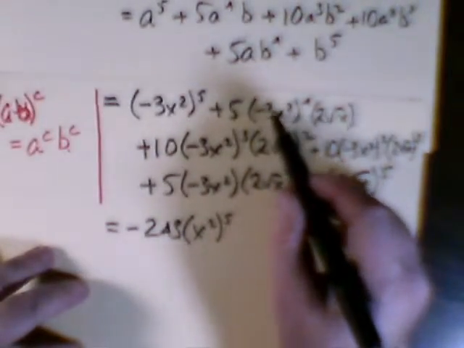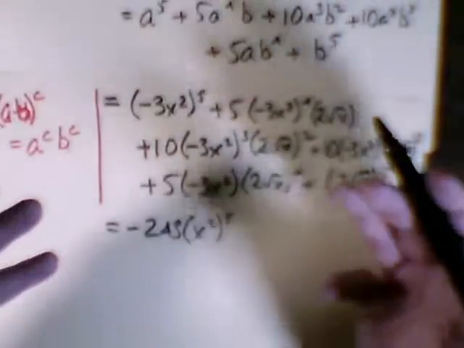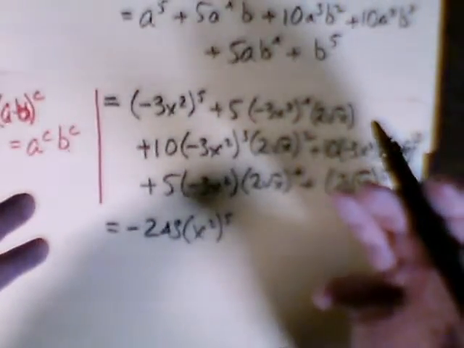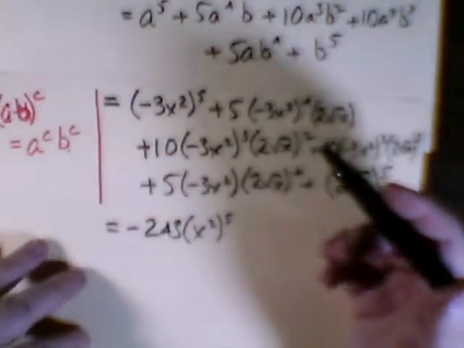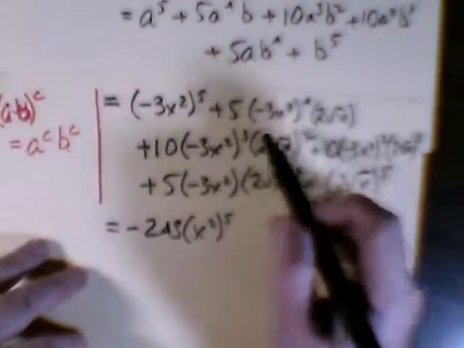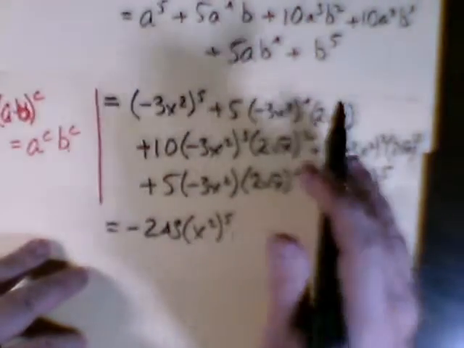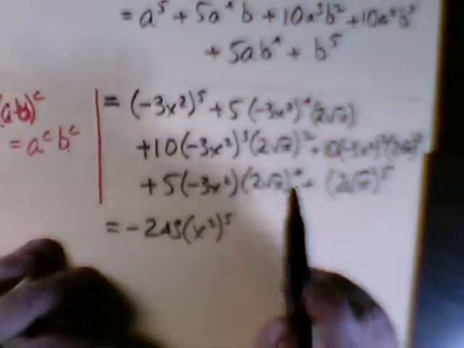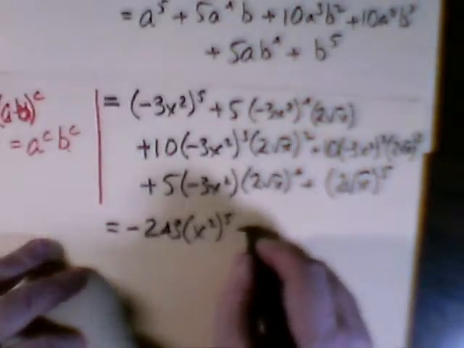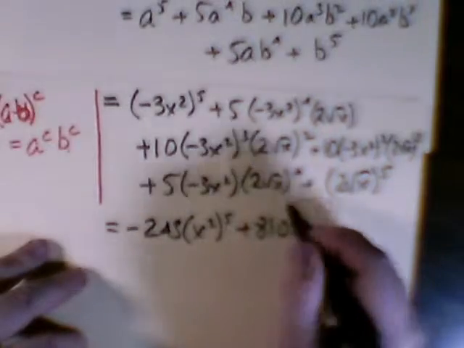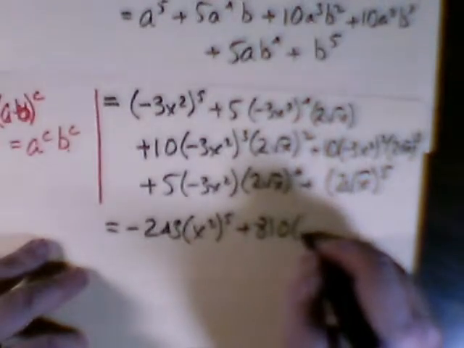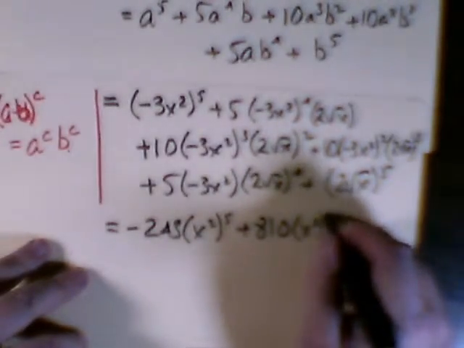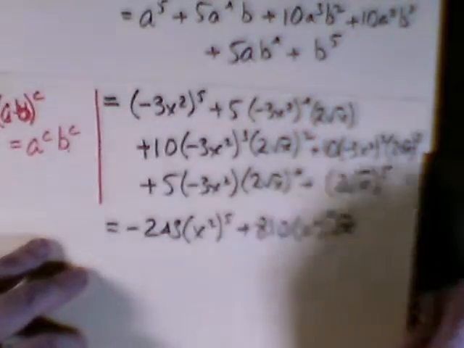Negative 3 to the power 4 is like 3 times 3. Negative 3 times negative 3 is 9. And we have another negative 3 times negative 3, which is another 9. That's like 81, a positive 81 as well. And we have 5 times 2 is 10. 81 times 10 is 810. And this is x squared to the 4th times root x.